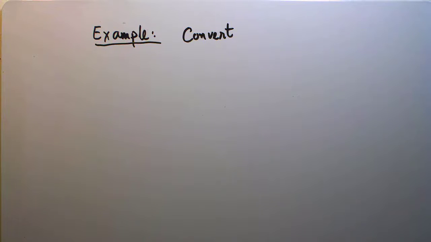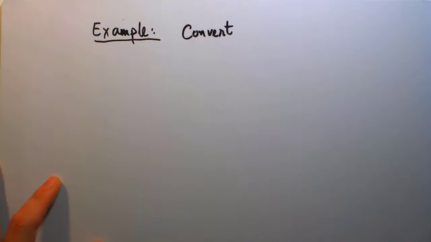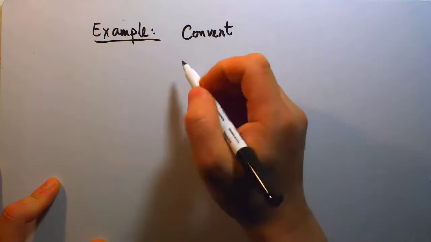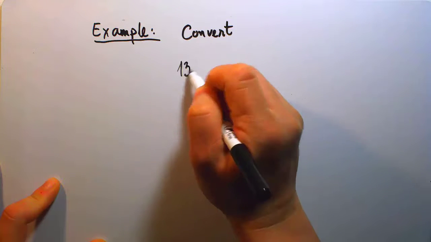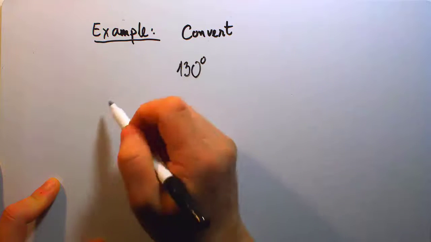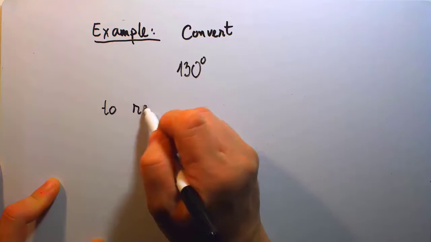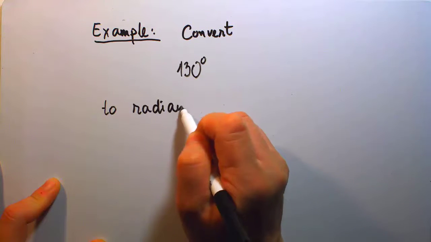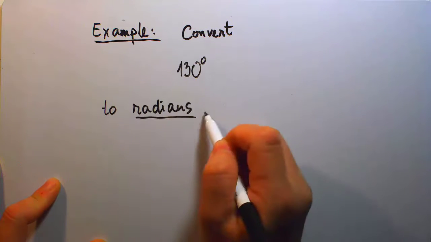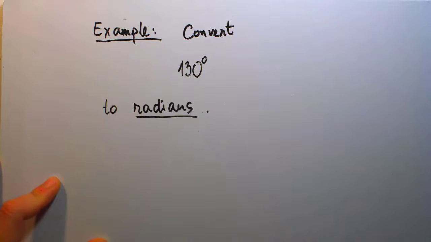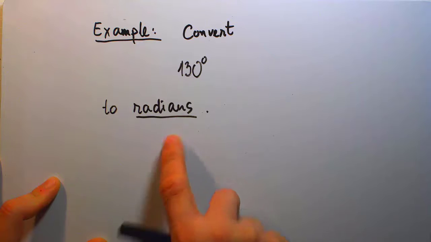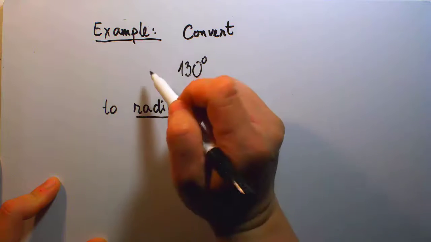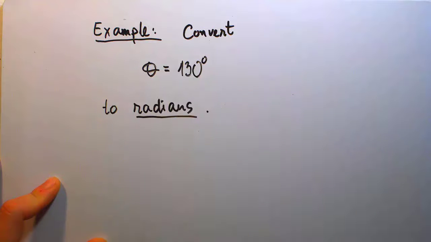Alright, so let's now do some angle conversion problems. In this example, let's say we want to convert from 130 degrees angle to radian. As the conversion says, we want to convert from degrees to radians. Or optionally, theta equals 130 degrees to radians.